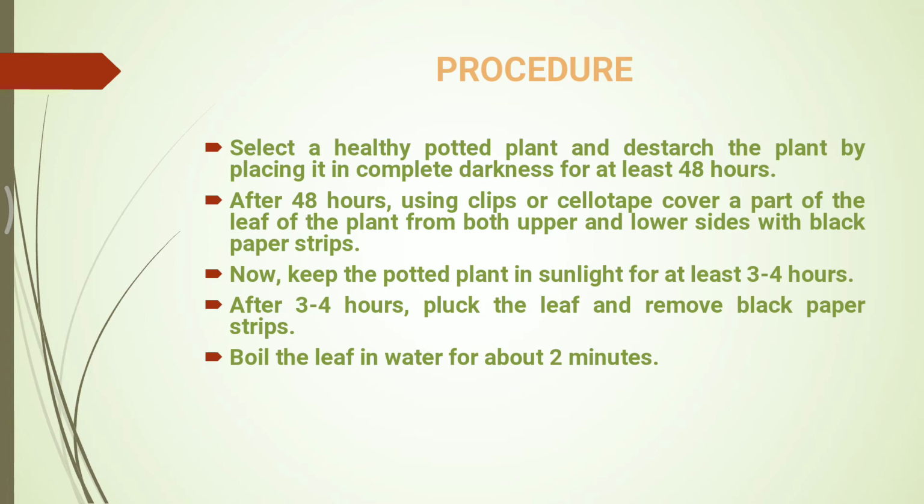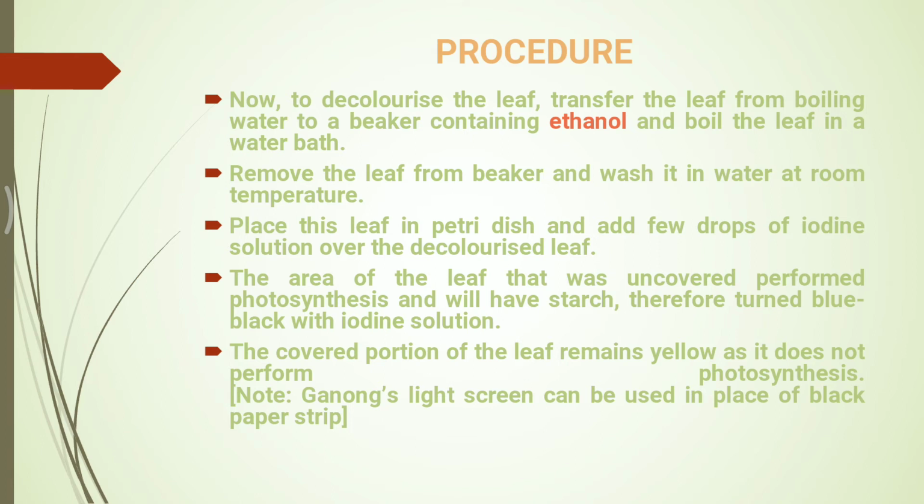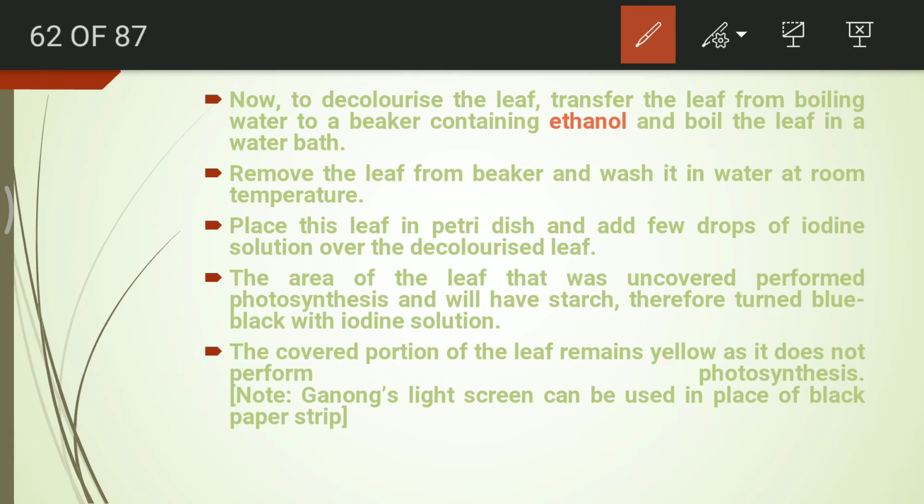After taking that leaf out, we remove that black strip and put the leaf in the water bath. We boil the leaf in the water bath for 2 minutes. Then we put the leaf in alcohol in a test tube in the same water bath and boil it there for some time. After that, the leaf is removed from the beaker, and we place it in water again.